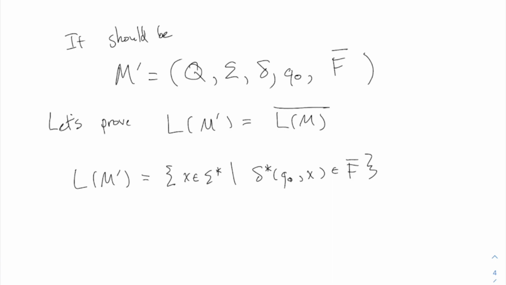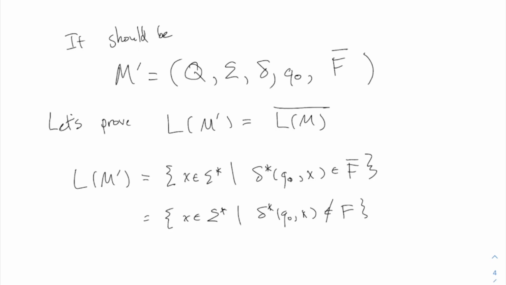It's all strings in the alphabet such that delta star of Q0 and x is an accepting state, which is to say is an element of whatever the set right here is. But I can rewrite this. Check it out. This is the same as, I'm not going to change this business, but instead of saying is in F bar, that's the same as saying delta star of Q0 and x is not in F, right? Because to be in F bar, the complement, means it's not in F. That's the definition of the complement. This is not in F.